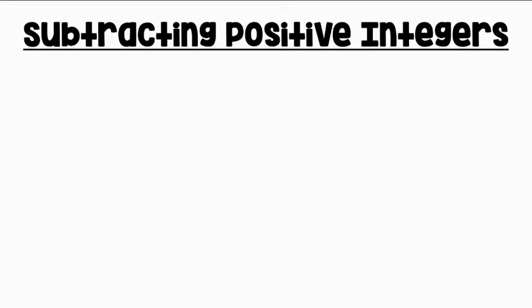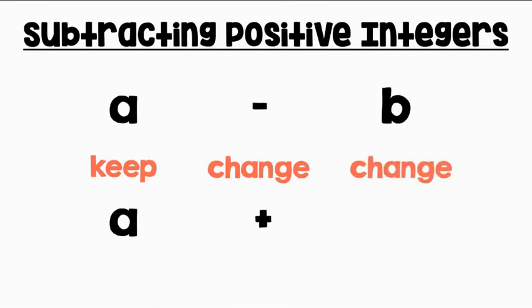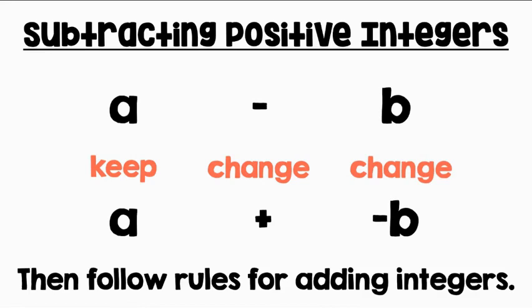Let's review our rule for subtracting positive integers. If we have two integers, a minus b, we're going to keep a, change subtraction to addition, and change the sign of b. Then we will follow the rules for adding integers.